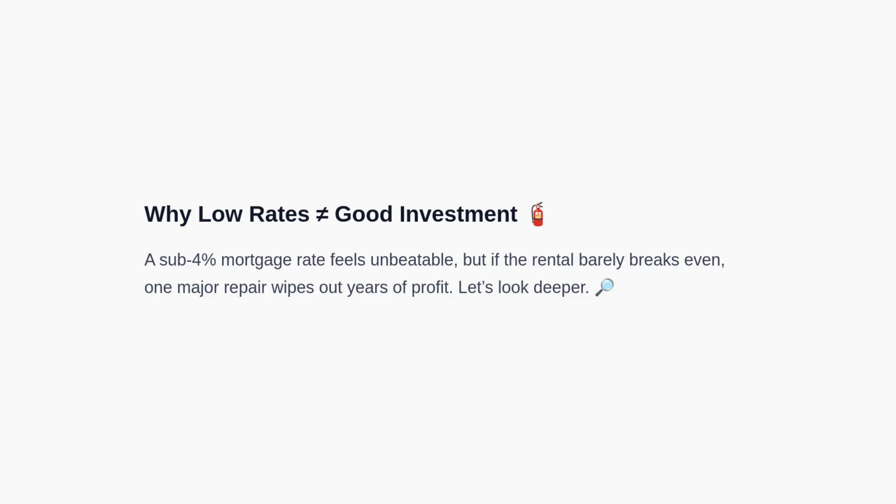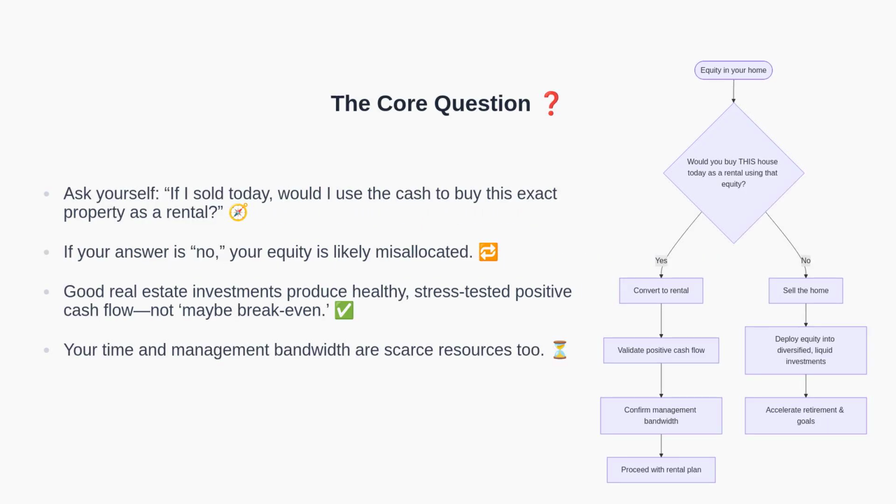Although a sub 4% mortgage rate feels like a winning asset, that rate alone does not guarantee a good investment. If the rental barely breaks even, a single major repair or a few months of vacancy can eliminate years of minimal profits and even force you to subsidize the property. Therefore, we need to look deeper at cash flow, reserves, and opportunity cost before converting a primary home into a rental. Here is the core decision test.